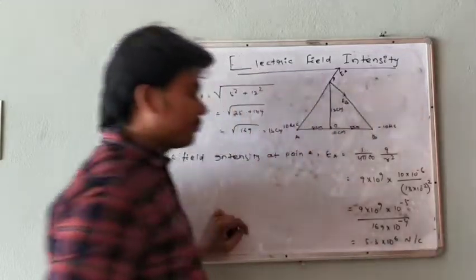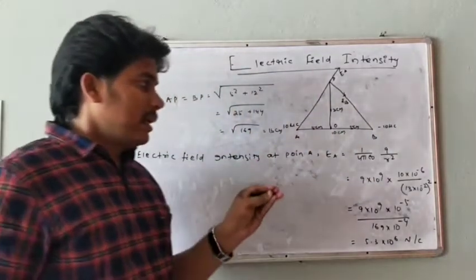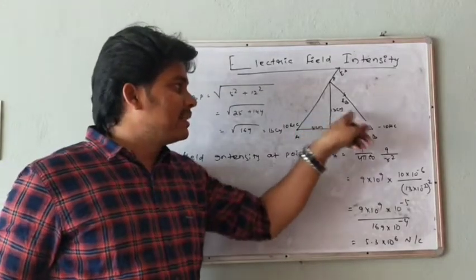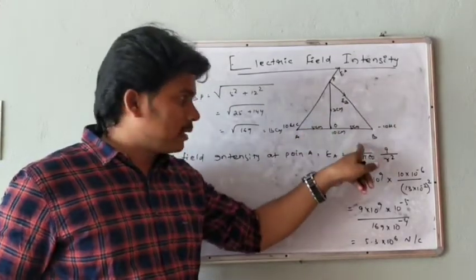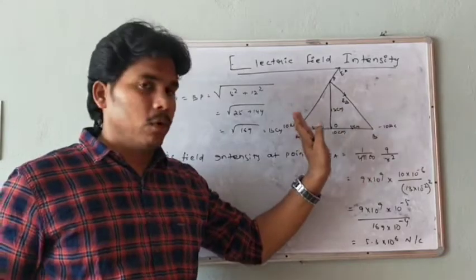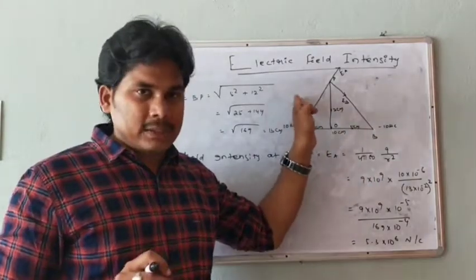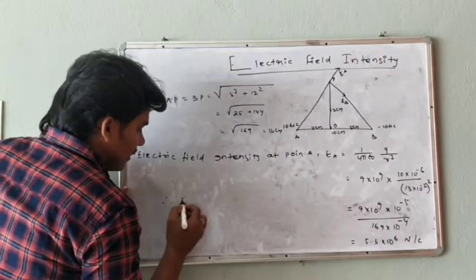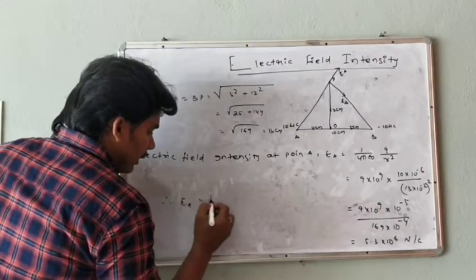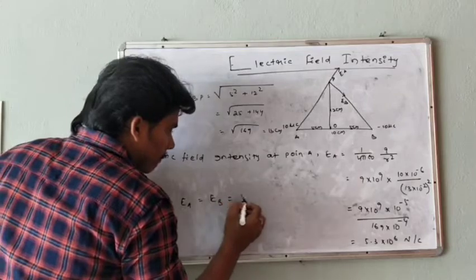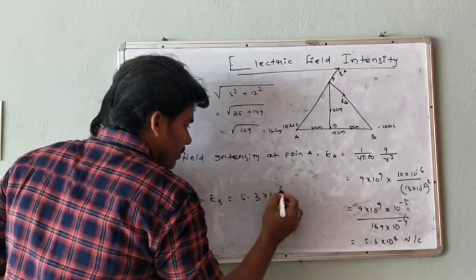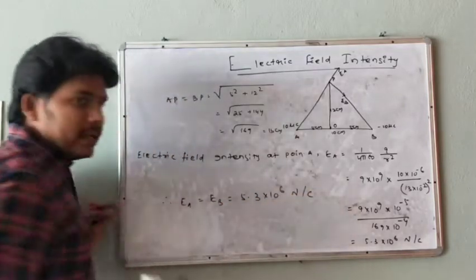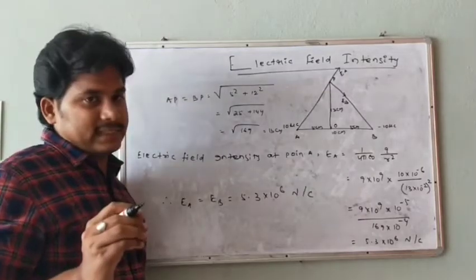See, the value of EA is the same as EB. Why? Because all the parameters, you can see, are the same. The only difference is this is the repulsion force, this is the attraction force. Therefore, I can write EA equals EB equals 5.3 into 10 to the power 6 Newton per coulomb.